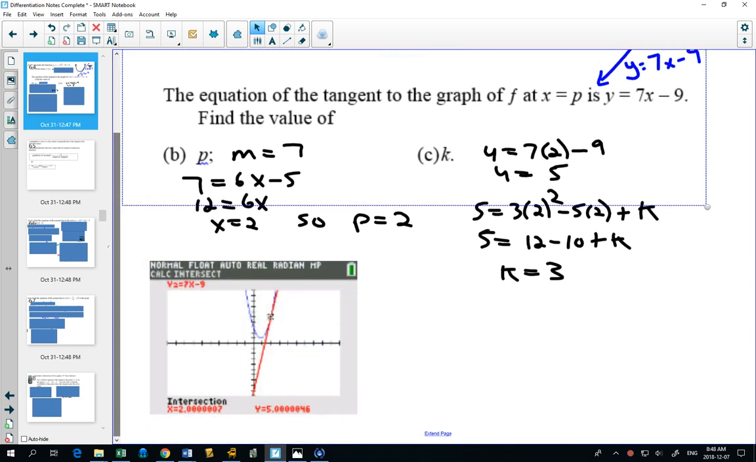And there is a graphing calculator picture of exactly what is happening. So these first questions dealt with tangent lines.